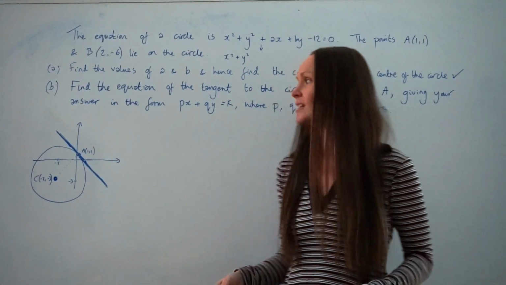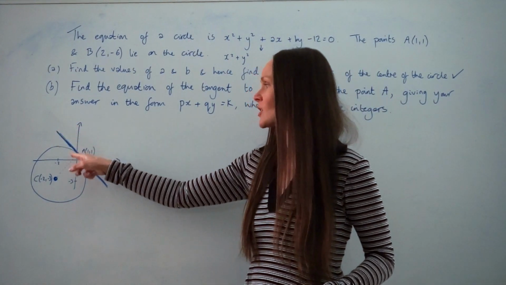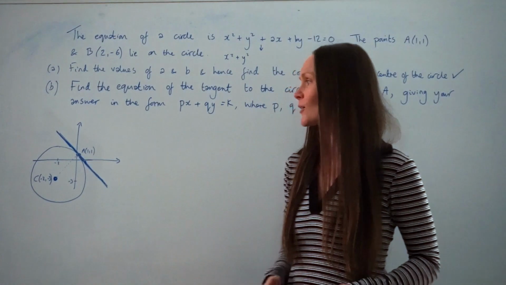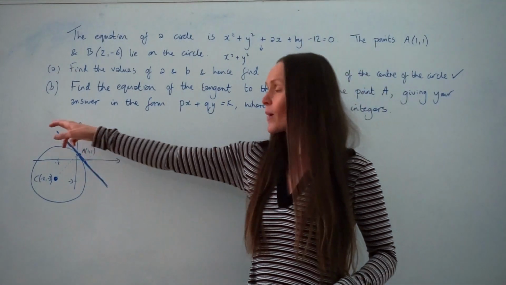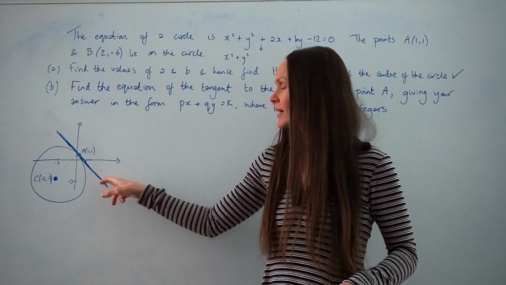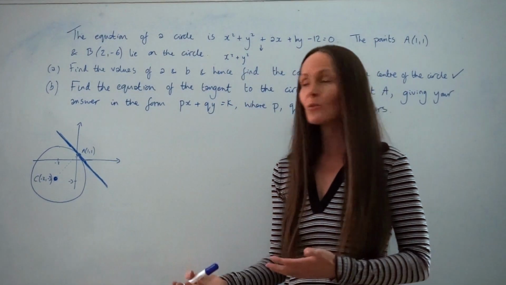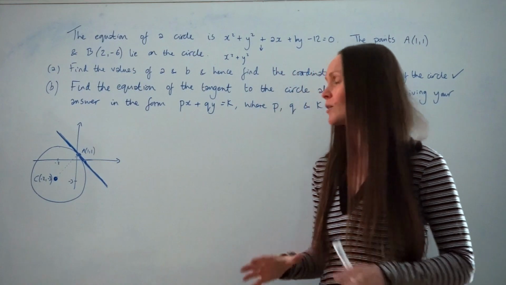Remember, a tangent is just a straight line that touches the curve in one place, and it touches the curve at the point 1, 1, okay? So we're trying to work out the equation of this straight line. And to be able to work out the equation, we need to know the gradient and the y-intercept, and at the moment we don't know either of those.